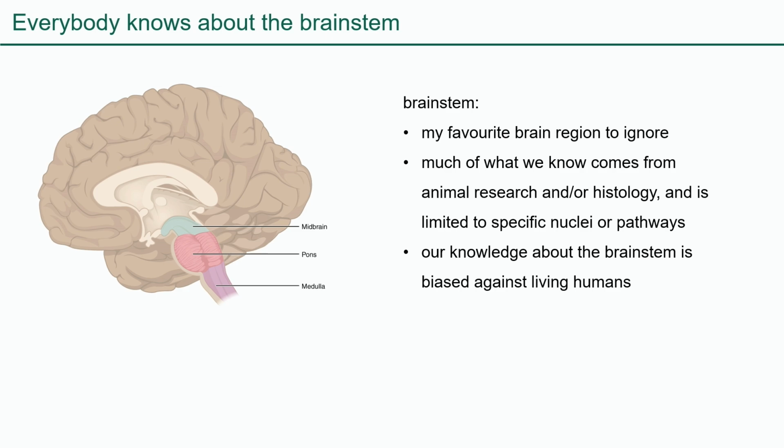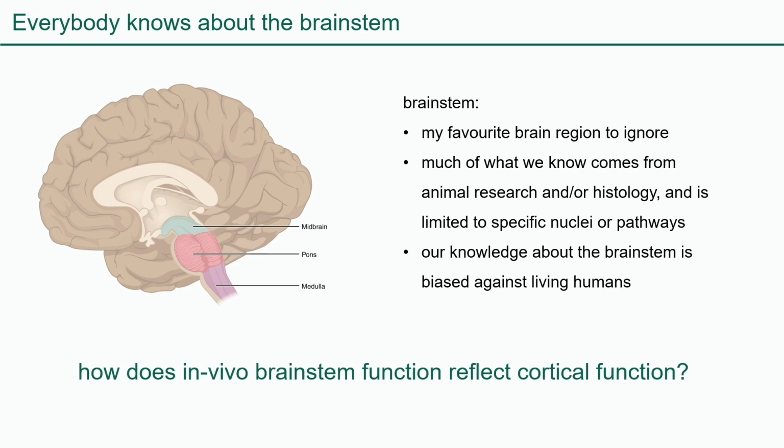Now, because I am guilty of being a little bit corticocentric, the main question in this project is really, what does in vivo brainstem function tell me about cortical function? So when I extend my perspective of cortical function to include the brainstem, how is that going to change the way that I understand all these cortical organizational patterns that we observe?